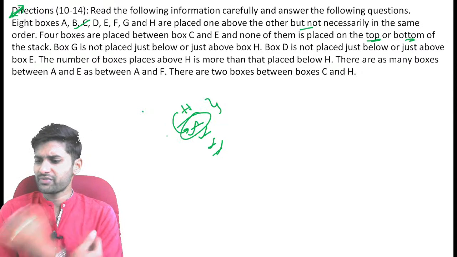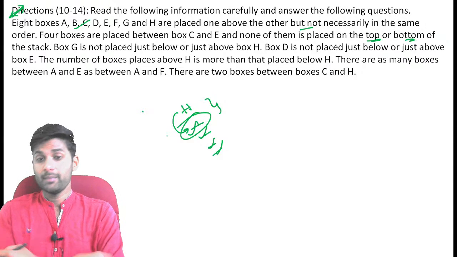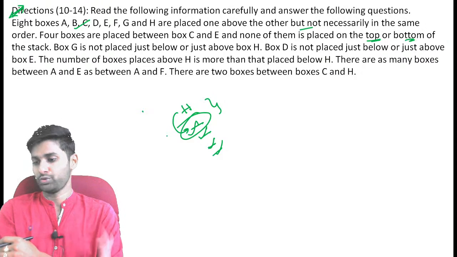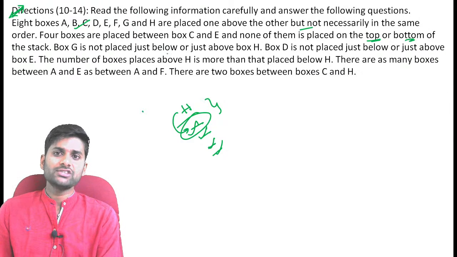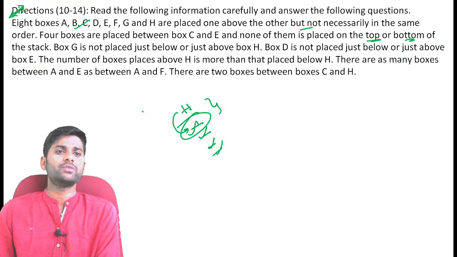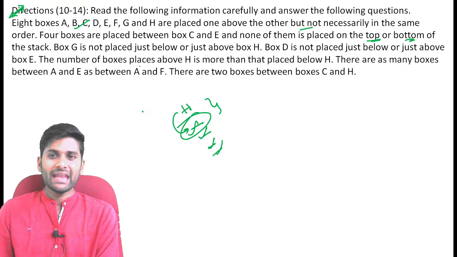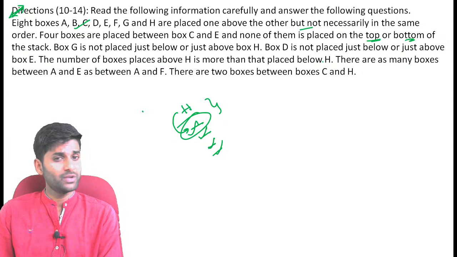There is a huge difference between the statements. See, below H can be indicated by any of those positions, but immediately below can be defined as the next position. That is the difference between normal and immediate. See, G is not placed just above and just below H, and D is not placed just below and just above E. And the number of boxes above H is always more than the number of boxes below H.